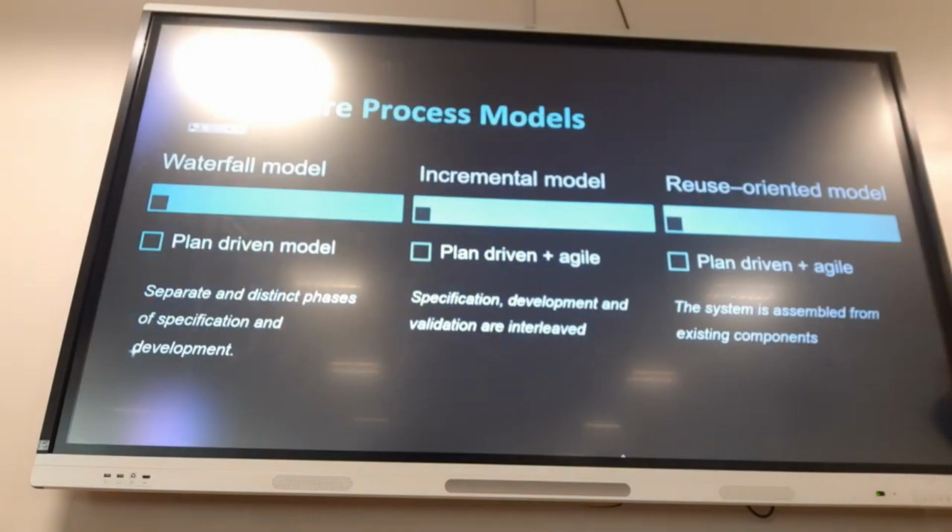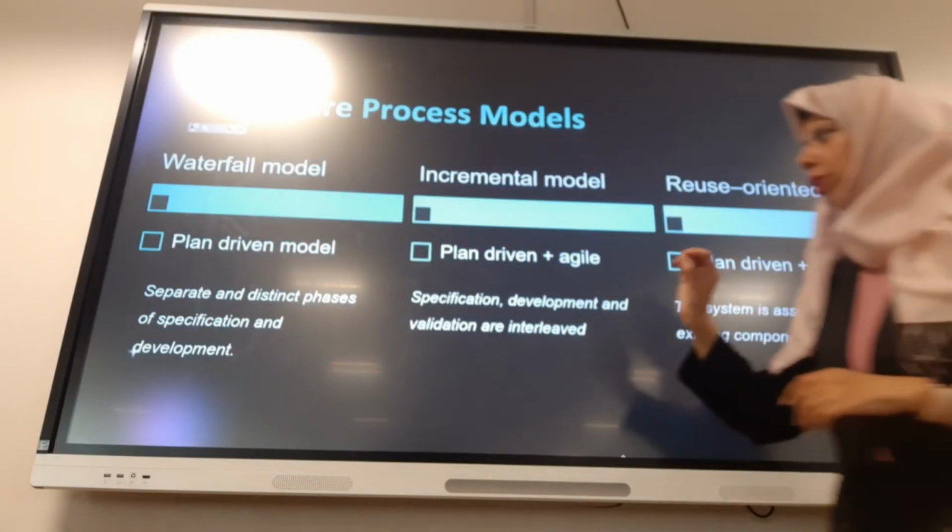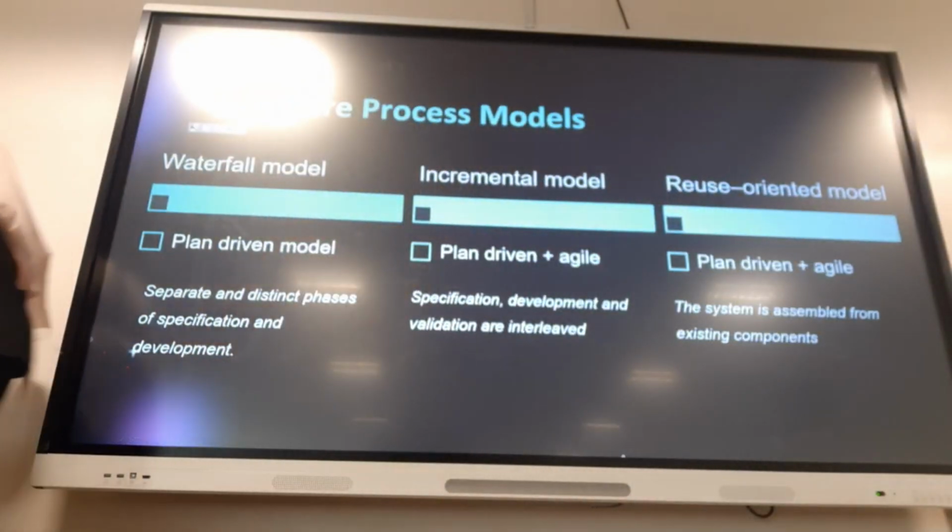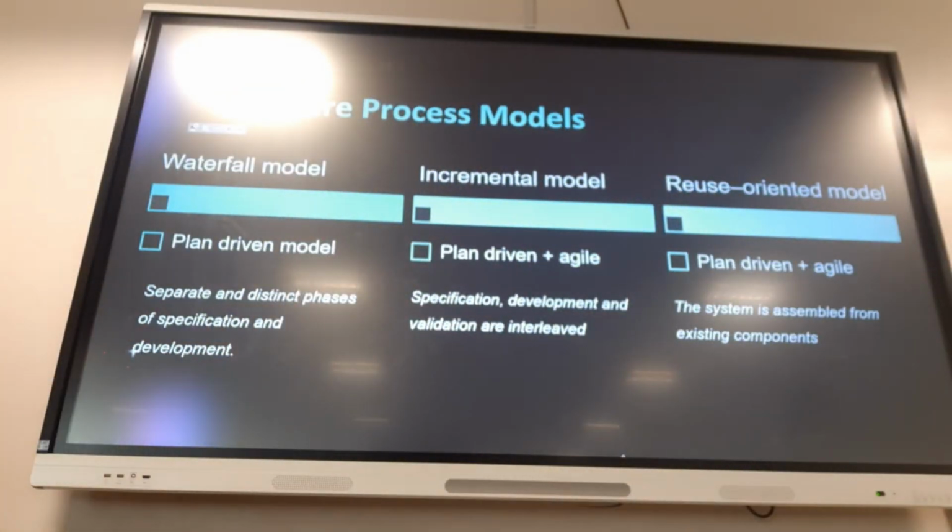So now let's classify these models. We have, of course, more than these two models, but we will just introduce this topic briefly. So in general, there is something we know as plan-driven approach. What's a plan-driven approach?